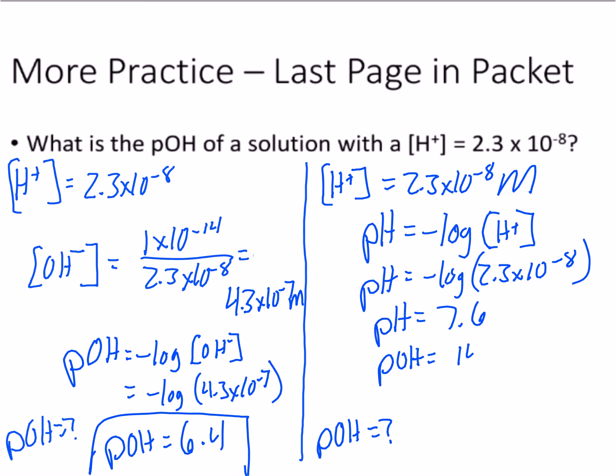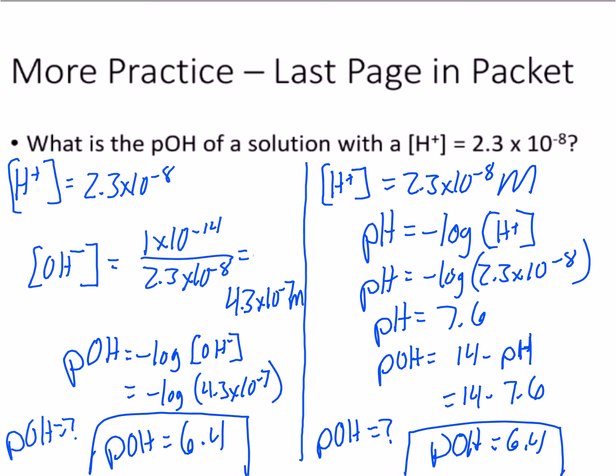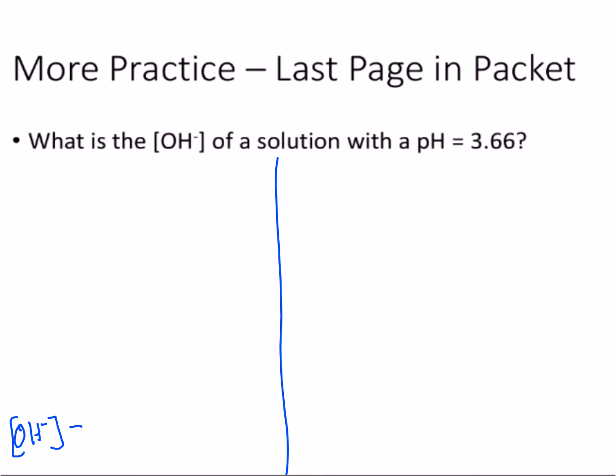Now the last step is I'm going to solve for pOH. pOH is going to equal 14 minus my pH. So that equals 14 minus 7.6. And what do I get? Oh, look at that. Same answer, both ways. That's it. Now, looking for hydroxide concentration. We're starting with pH.